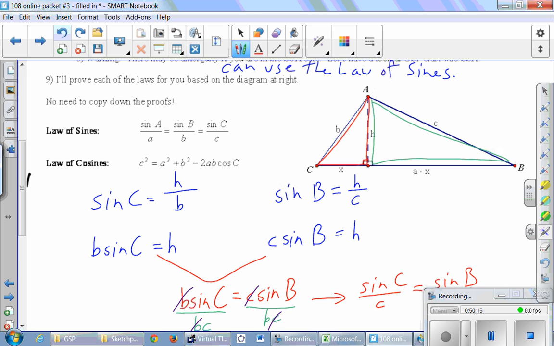Okay, we'll move on to prove the law of cosines. So in order to prove the law of cosines, what I want to do is, again, focus on those two triangles that I've highlighted in red and green. And we're going to use the Pythagorean theorem on these two triangles. They're both right triangles. So in this triangle right here, x squared plus h squared equals b squared. And then in the other triangle over here, h squared plus (a minus x) squared equals c squared. So let's write those two equations down below.